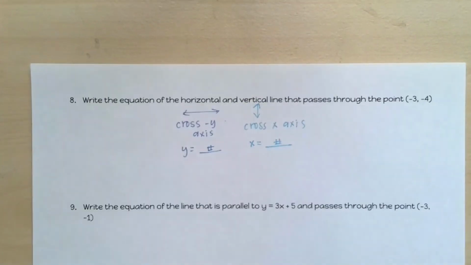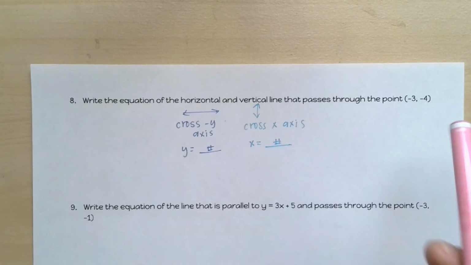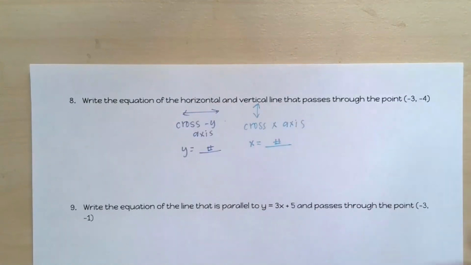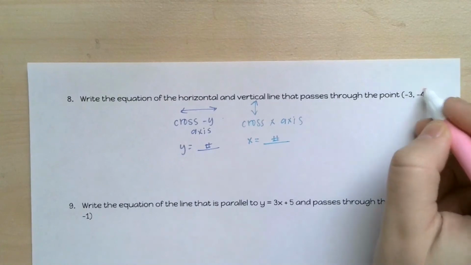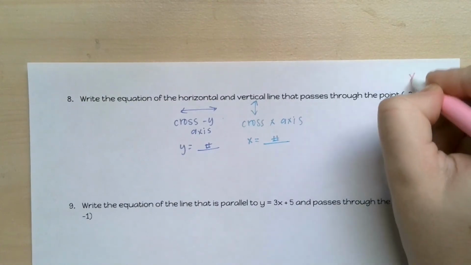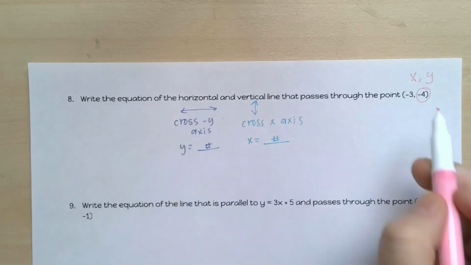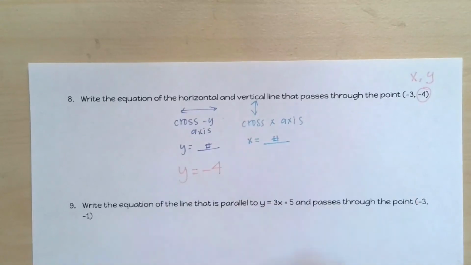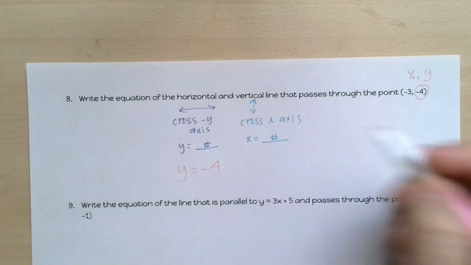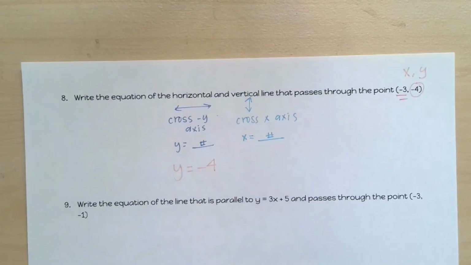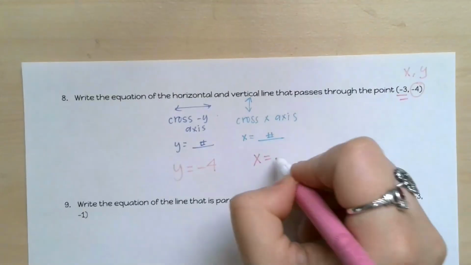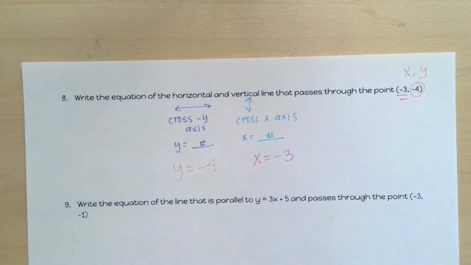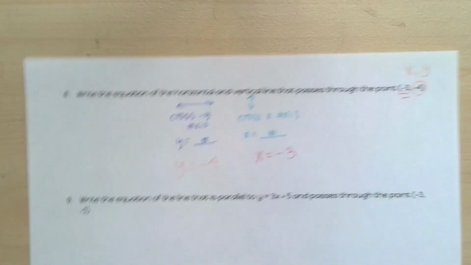So when you want the equation of a horizontal line that passes through a point, you just take your y-coordinate. Remember our ordered pairs are written x comma y. So the horizontal line that passes through this point is just y equals -4. Similarly, for the vertical line, you take your x-coordinate. So this would be x equals -3. That's how we would do our horizontal and vertical lines passing through a specific point.